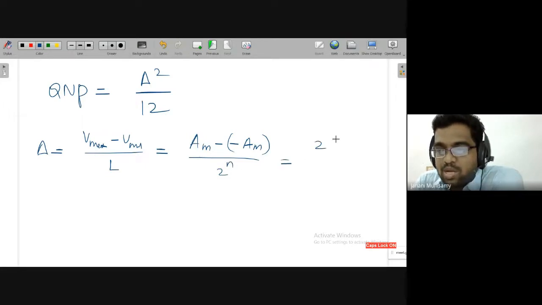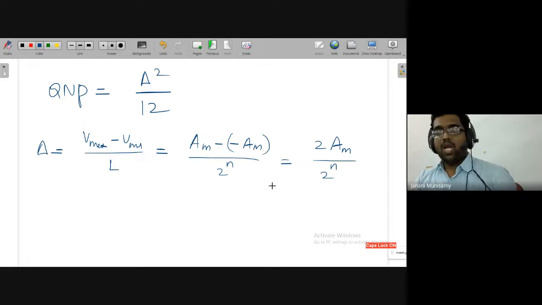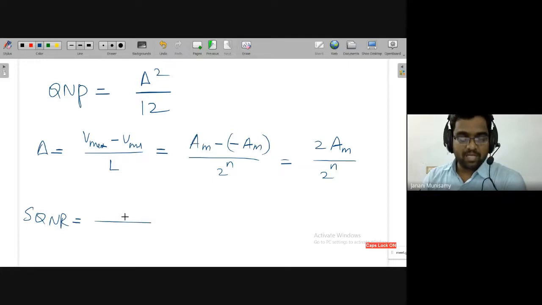So this is 2 times AM divided by 2 power n. Now I have represented delta in terms of the maximum amplitude and the number of bits. Now I'll try to find the signal to quantization noise ratio, that means signal power divided by noise power.